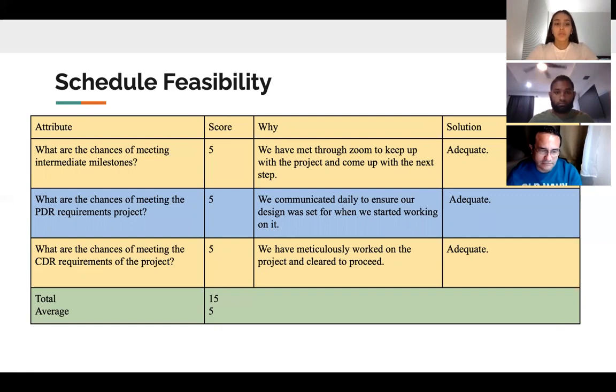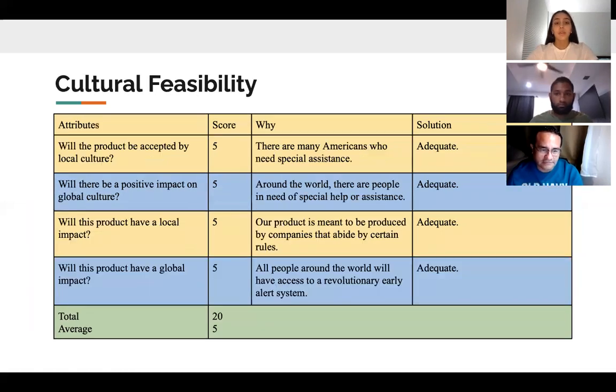And then, what are the chances of meeting the CDR requirements of the project, which is after we actually put it together and once it's ready for market? We also gave it a 5 because we have worked meticulously to achieve everything in the project and to clear every single step so that we can proceed. The total was a 15 and we have an average of 5. Next is cultural feasibility. Will the product be accepted by local culture?